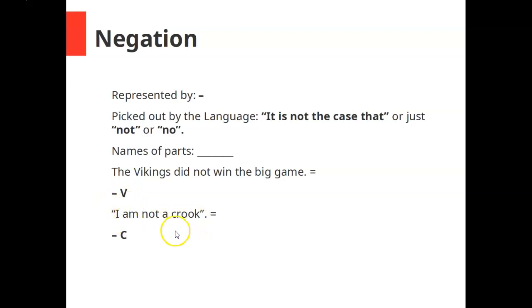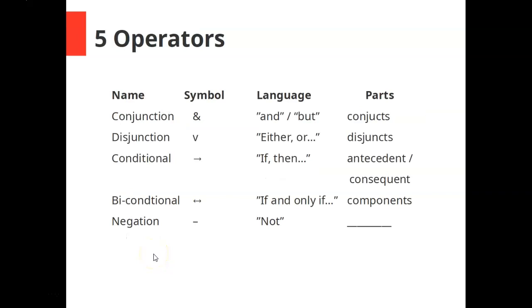I am not a crook. Negation C. It is not the case that C. Negation C. To say I am not a crook is to say it is not the case that I am a crook. So negation C. Okay, and here are our 5 operators, all sort of put together. Conjunction, disjunction, conditional, biconditional, negation, the different symbols that they pick out, the language that represents all of those symbols, and then the names of the parts, conjuncts, disjuncts, antecedent, consequent, components.